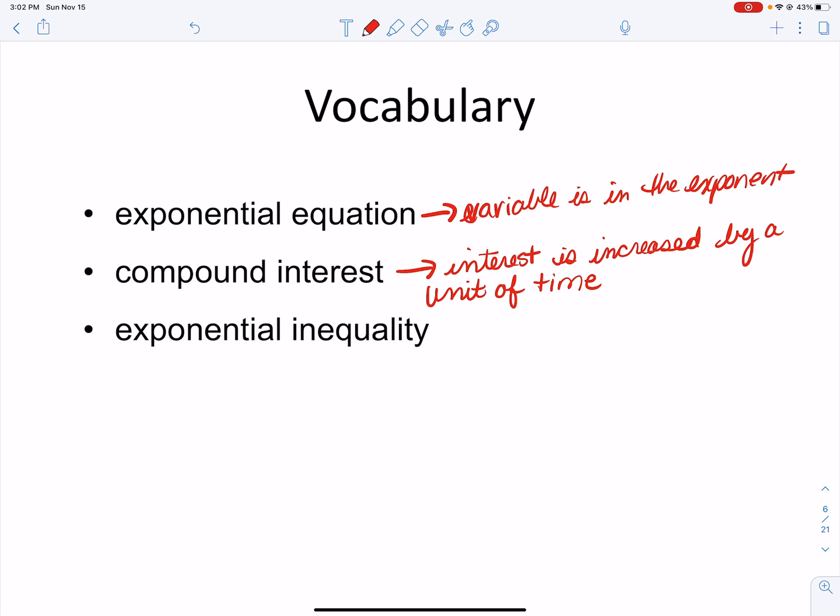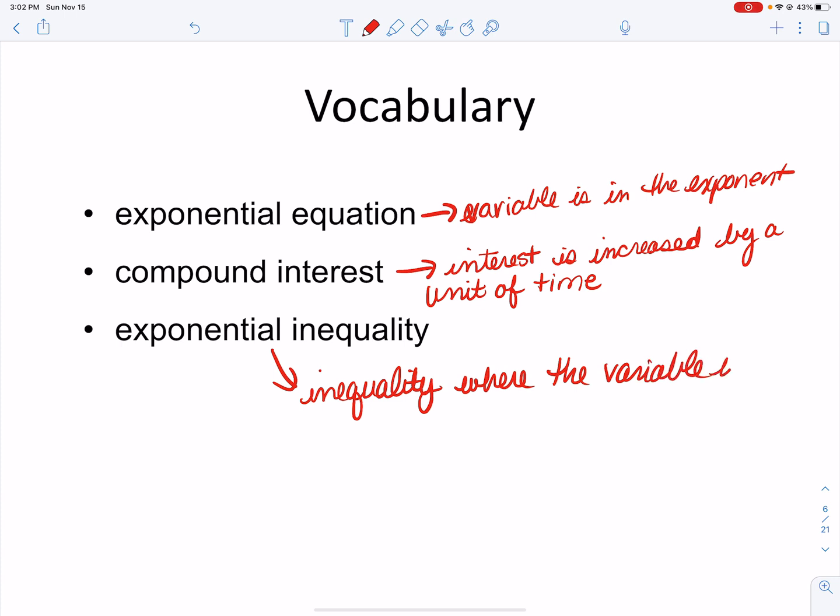Okay, an exponential inequality, again, is an inequality, and we're going to deal with those in this unit. An inequality where the variable is in the exponent.